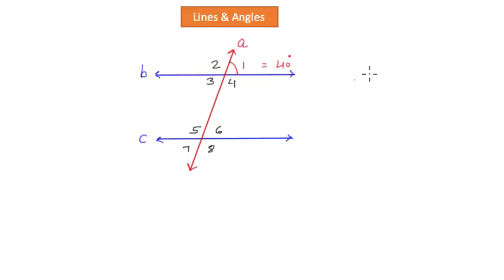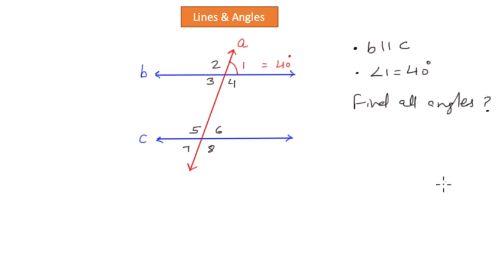Alright, take a look at this problem. There are only two things given to us, line B and line C. They are parallel to each other and the line A is an intersecting line. So line A is transversal, correct? And the angle formed between the intersection of line A and line B, the angle 1, it is equal to 40 degree. Alright. Everything else we are supposed to find, meaning find all angles that you see in this diagram. What are their values?